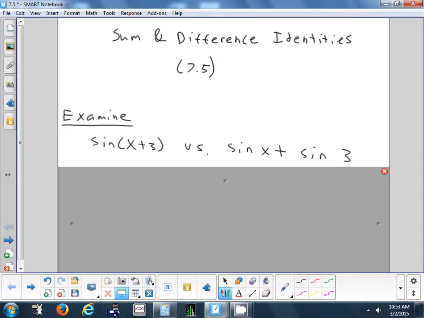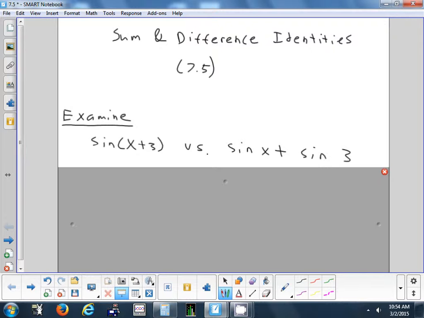I wanted you to take a look at these two expressions: sine of x plus 3, where the plus 3 is in the parentheses, and then almost like you've done a distributive property with sine, sine of x plus sine of 3. Anybody think these two things are going to be the same, or are they going to be different? What do you think? Just take a guess. Alex, what do you think? It's not the same? Okay.